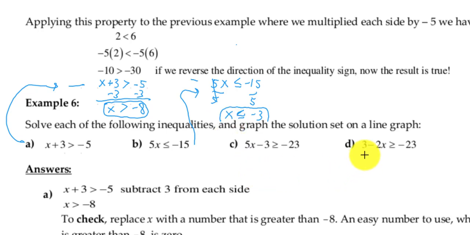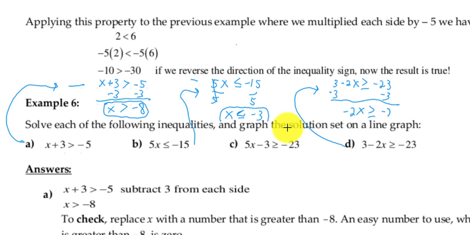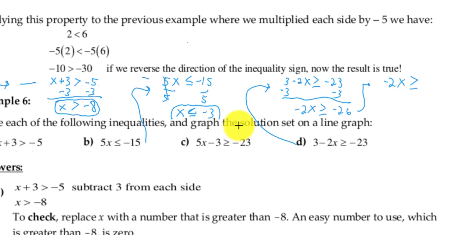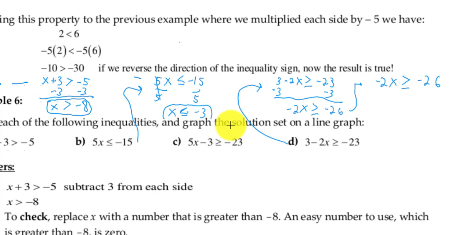Let's look at something like letter D. So I've rewritten letter D, and the first thing I'm going to do is subtract 3 from both sides. So you see I'm left with negative 2x is greater than or equal to negative 26. Let's continue with the rewrite. To finish the problem, I have to divide both sides by negative 2. So this is the time where, since I'm dividing by a negative, I have to change the direction of the inequality sign. See how it's pointing to the right?